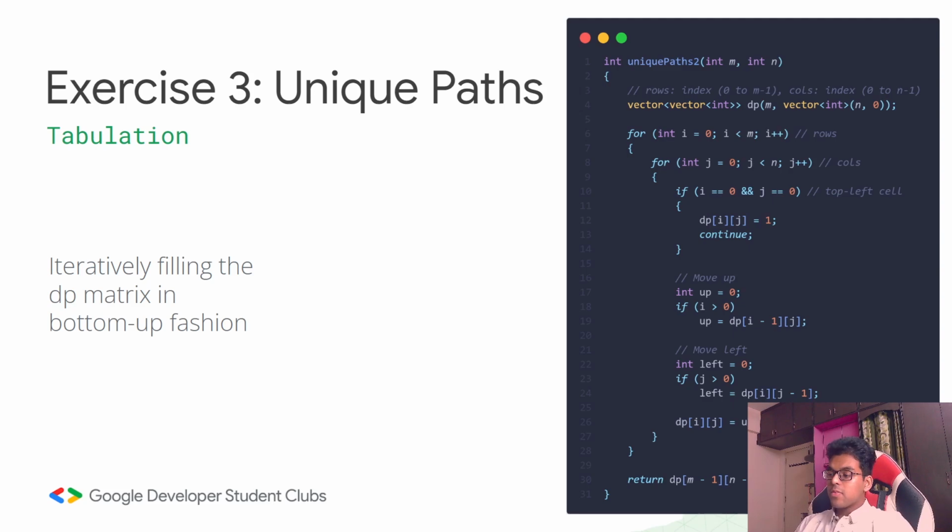And the number of paths to reach the current cell is the number of paths to reach the upper cell plus the number of paths to reach the left cell of the current cell. And the final answer is stored in the bottom right corner, which is the number of unique paths from origin to the bottom right corner, the coordinates being m minus 1, n minus 1 of the DP array, and that is returned.